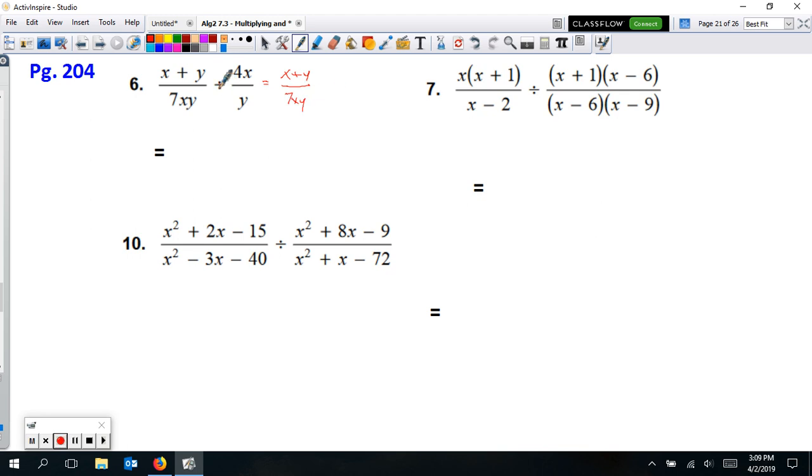And now I'm going to change division here to multiply, and I'm going to flip the second one. So it's the reciprocal of the second one. Now it's y over 4x. And we could multiply across the top and across the bottom. That would be fine.